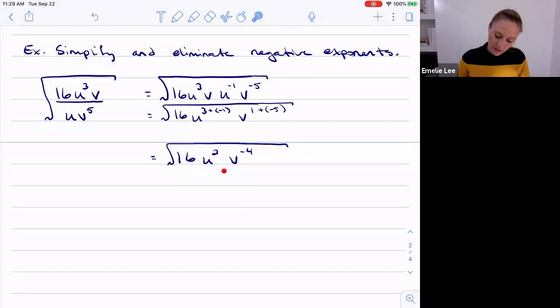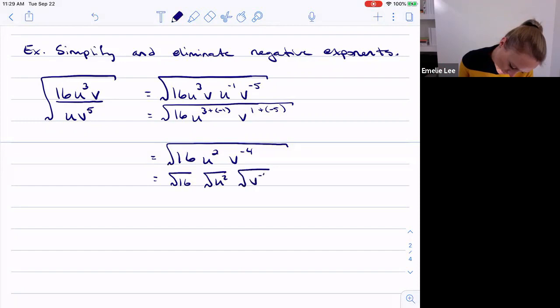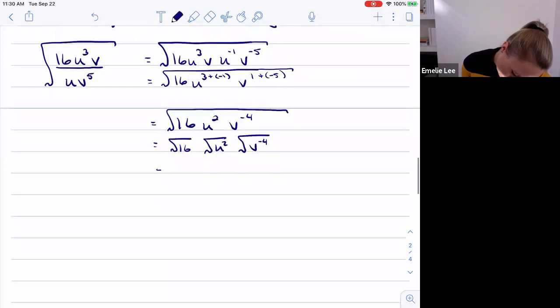Remember, I'm allowed to do that because I'm multiplying in here. So now I have the root of 16 times the root of u squared times the root of v to the negative 4. The first two terms, you should just be able to see and say, okay, I can take the root of 16, it's 4. I can take the root of u squared, that's just u. So I've got 4u, and then I've got v to the negative 4, because this one's a little bit trickier.